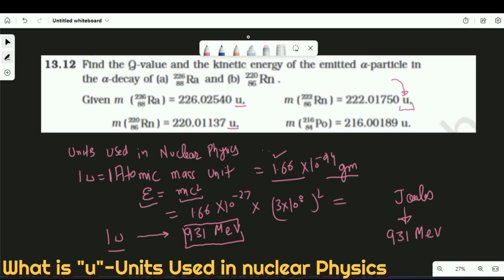Very useful concept. We will develop the concept of this question, and gradually I'm going to tell you the basics alongside. So we will develop both the concept and the numerical. All right, let's move to the next topic.